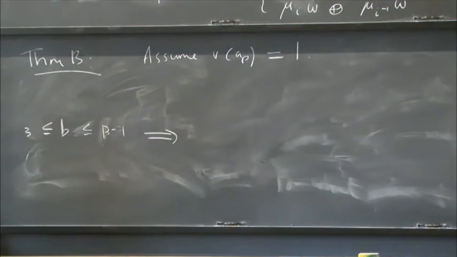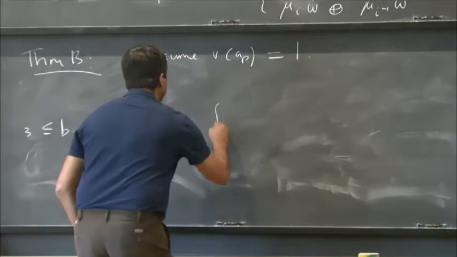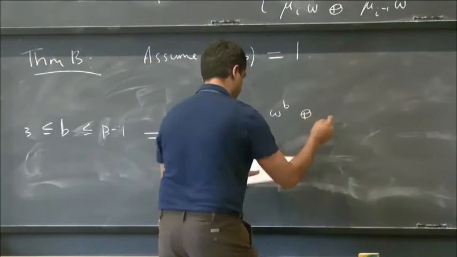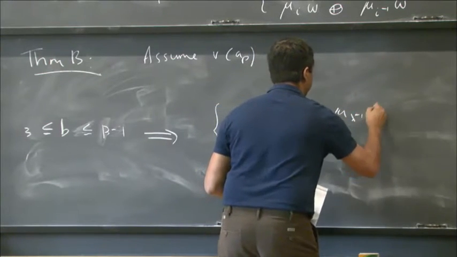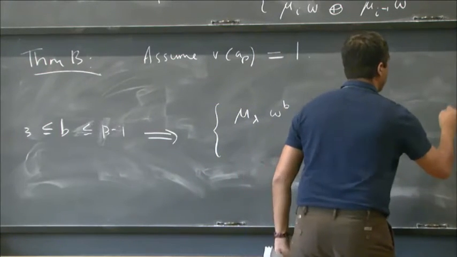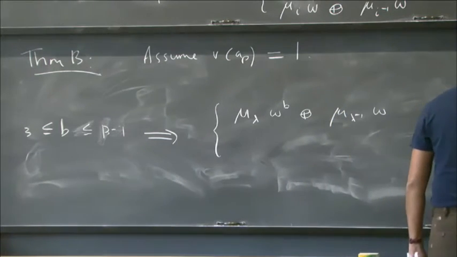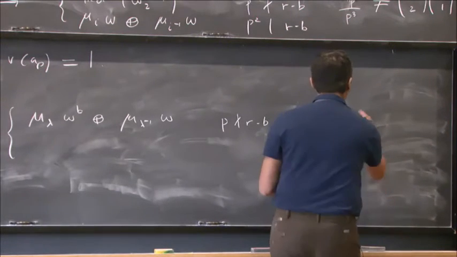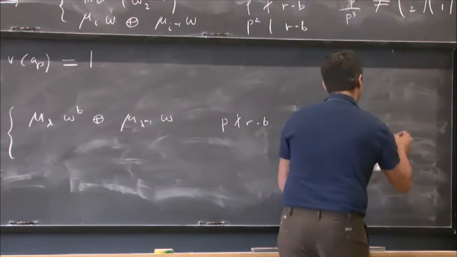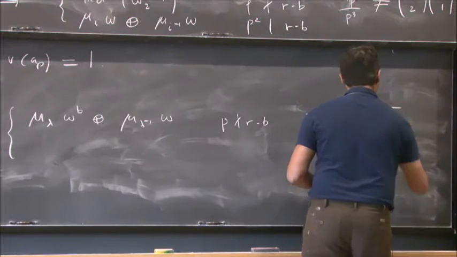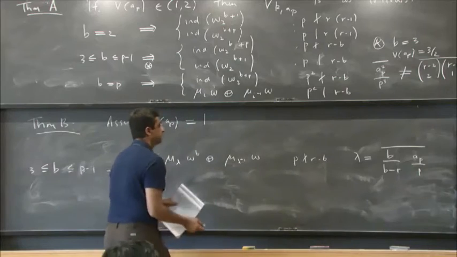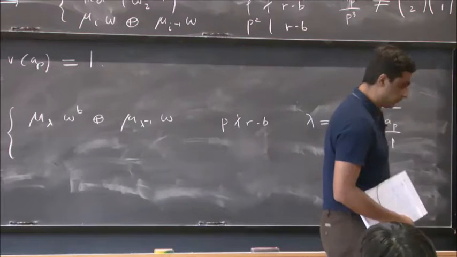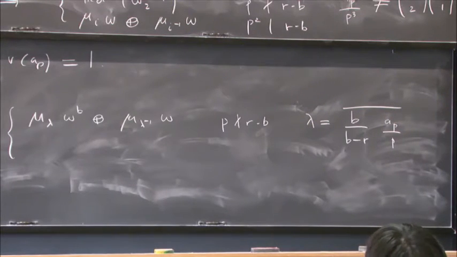So b equals 2 again is a little strangely behaved. So in this case, you get something reducible generically. Where lambda is this sort of incredible constant. Well, it gets worse than this, but it's already kind of strange. So p does not divide r minus b. So this is well defined. And AP over p is a unit. The slope of AP is 1. So you take its mod p reduction.